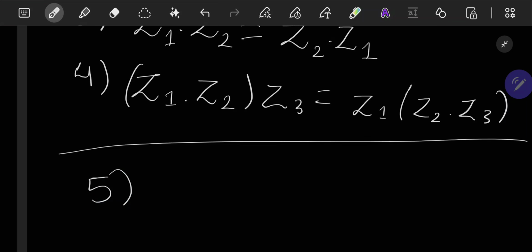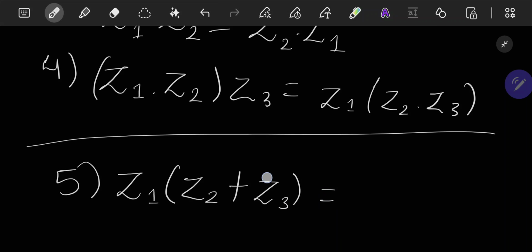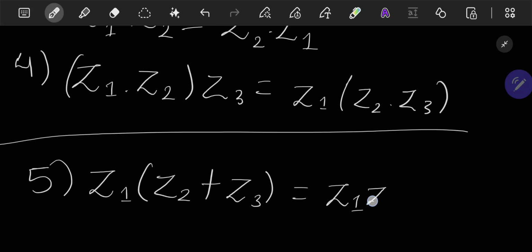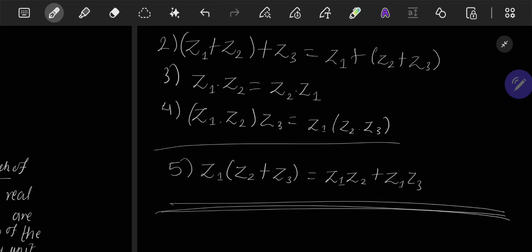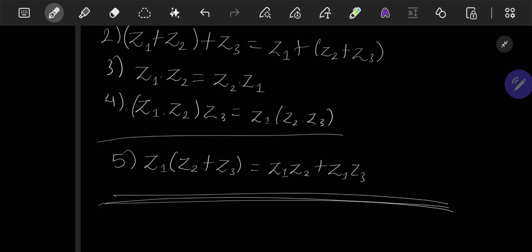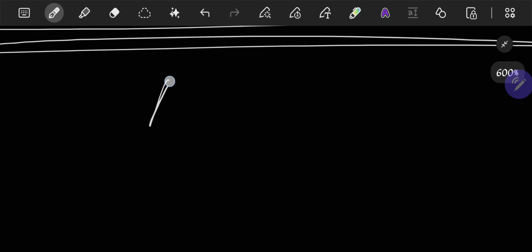And fifth, we have the distributive property of multiplication. So if we have, let's say, z1 times z2 plus z3, this is the same as z1 z2 plus z1 z3. I guess this covers most of the basics regarding the algebraic properties of complex numbers. Now we go to some algebra.